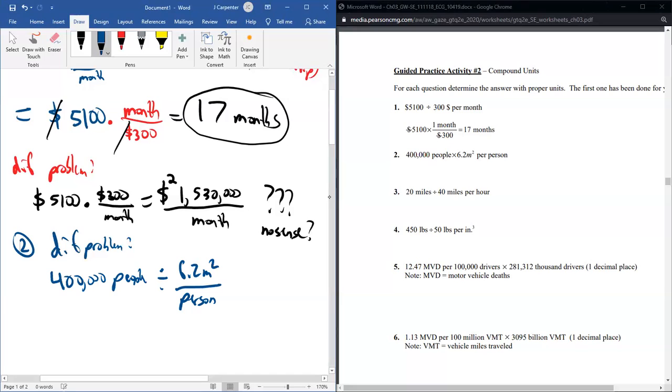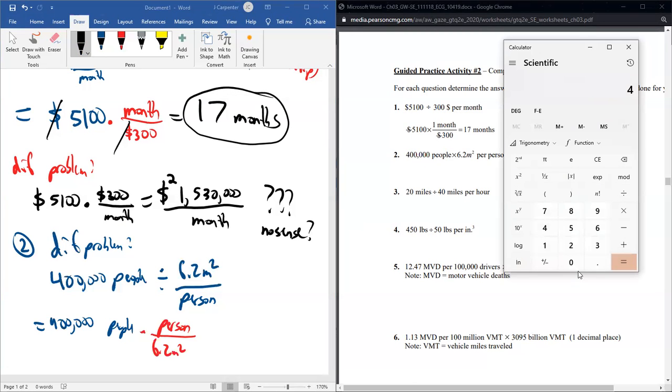Now, people and persons are the same thing. People is not persons squared. It's just like having an S at the end of person, persons, people. So you might say, oh, these cancel. Nope, they don't, because this is a division. We don't start doing math with division. We have to change this to 400,000 people, then times persons, aka people, over the 6.2 meters squared. And when you do this, the 6.2 is in the bottom, so we're going to divide.